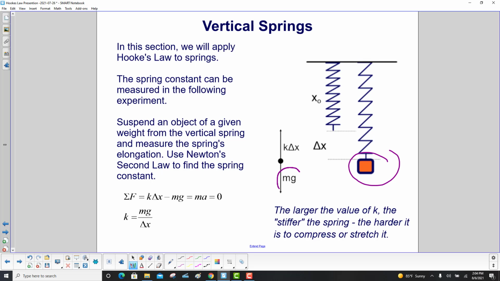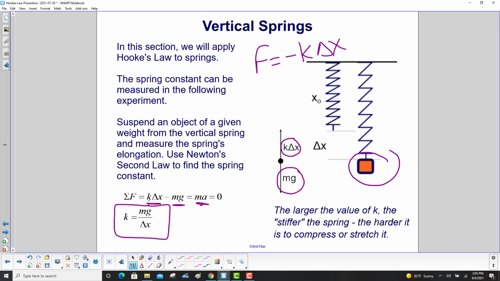So you have gravity pulling it down and then the spring trying to pull it back up, k delta x. Right, because Hooke's law for springs is minus k delta x, which means that the spring exerts a force opposite to the displacement. So since k delta x is up, we give that a positive value, mg is down, negative, and that equals ma, but our acceleration is 0 because nothing's moving. So k is mg over delta x.